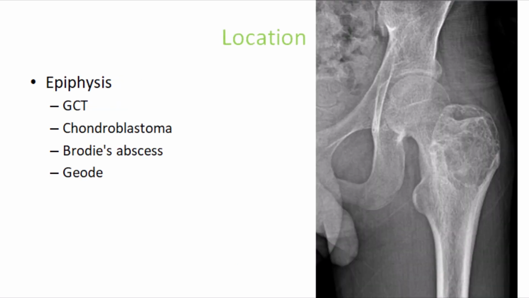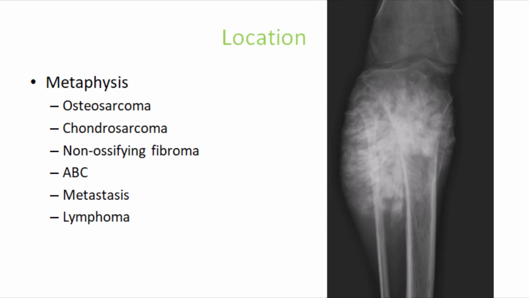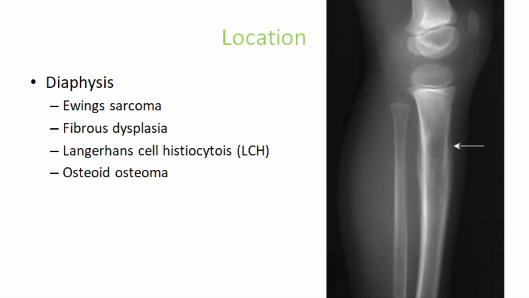Now we will discuss bone tumors based on common radiological characteristics. Based on location, tumors occurring in the epiphysis are chondroblastomas, giant cell tumor of bone, Brodie's abscess and geodes. Metaphysis is the most common site for bone tumors. Bone tumors that occur at this site are osteosarcoma, chondrosarcoma, aneurysmal bone cyst, metastasis and lymphoma. Tumors occurring in the diaphysis are Ewing sarcoma, fibrous dysplasia, Langerhans cell histiocytosis and osteoblastoma.